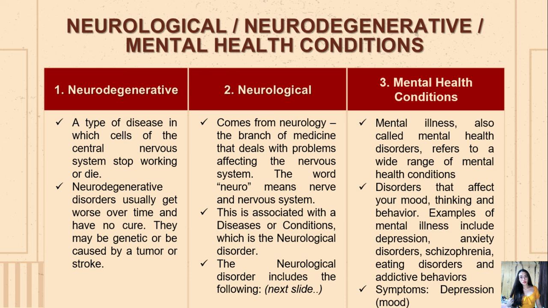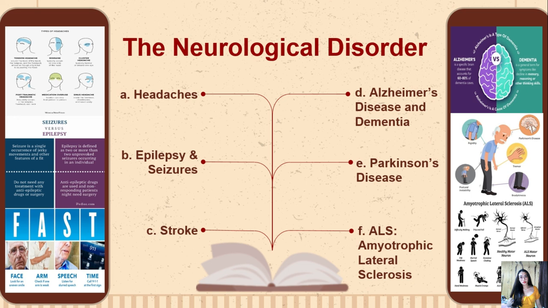Next on the line are the neurological, neurodegenerative, or mental health conditions. A neurodegenerative disease is a type of disease in which cells of the central nervous system stop working or die. Next is the neurological. Neurological comes from the word neurology, which is the branch of medicine that deals with problems affecting the nervous system. The word neuro means nerve and nervous system. So the neurological disorders include the following.